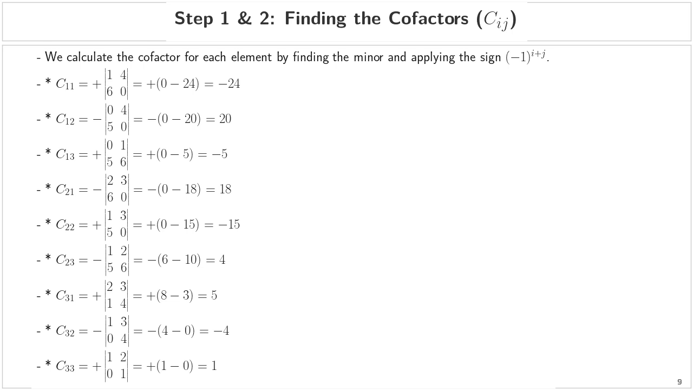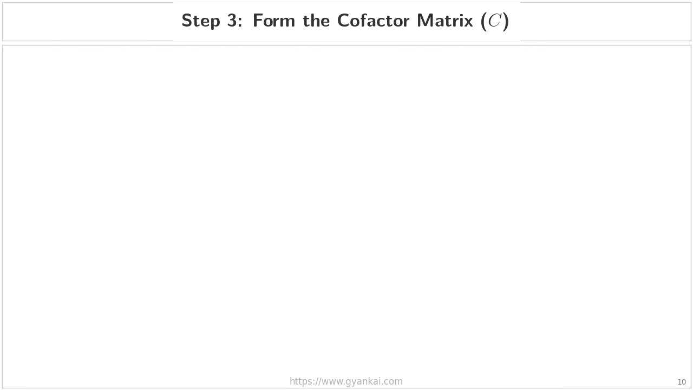Once we have all these individual values, we will be ready for the next step, assembling them into our new matrix. Step 3. Form the cofactor matrix C.